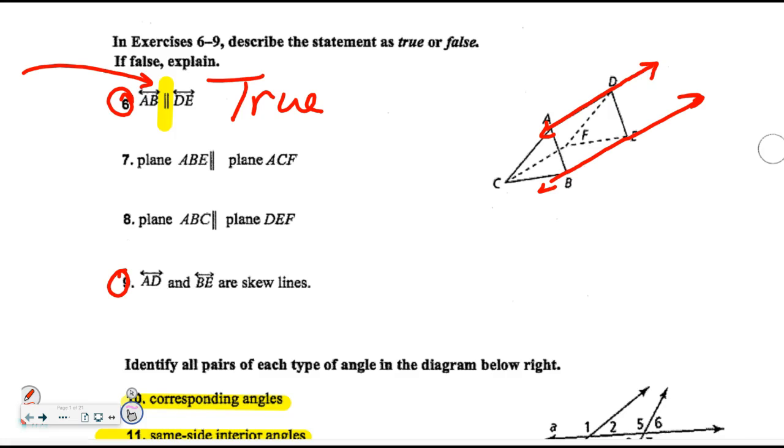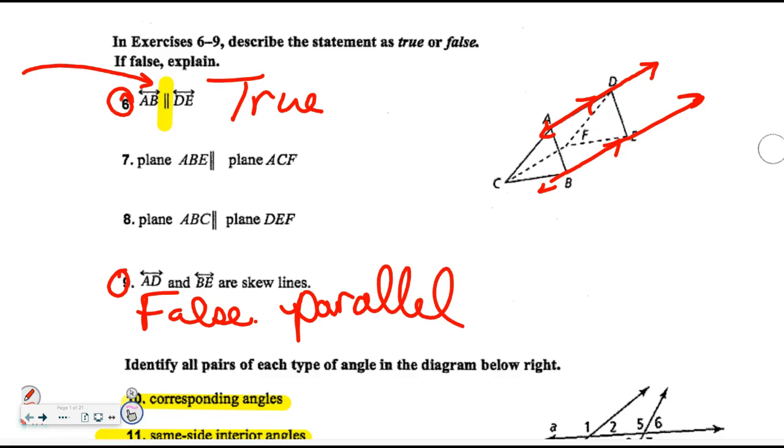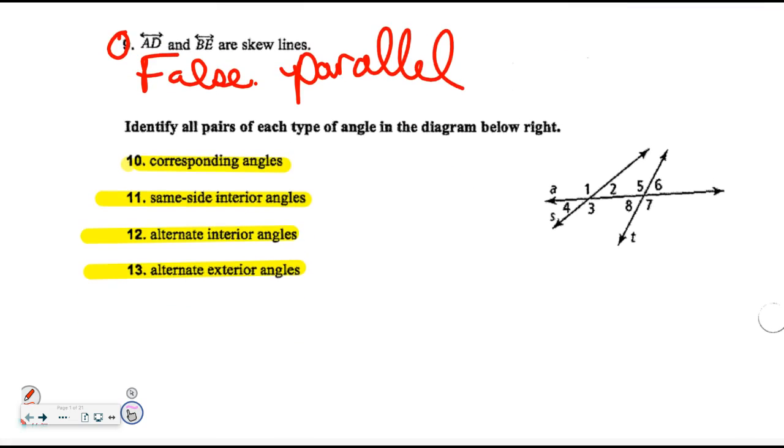What do you think the answer to that is? False. Yep. And if it says if false, explain. Those aren't skew. They have the exact same steepness to them, right? They're running parallel. So you'd put parallel. All right, so that's the difference between skew and parallel. Now we're going to go talk about these kinds of angles that get names.